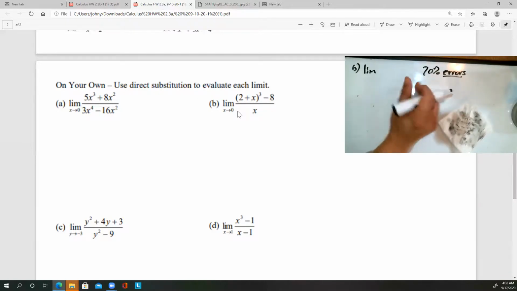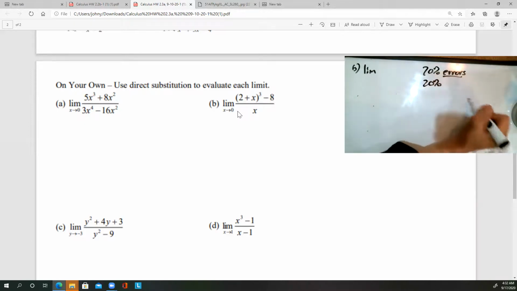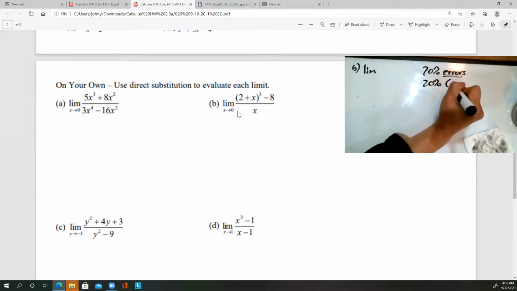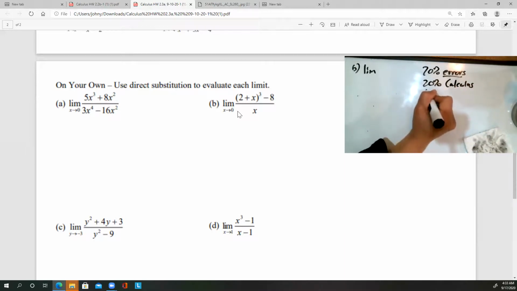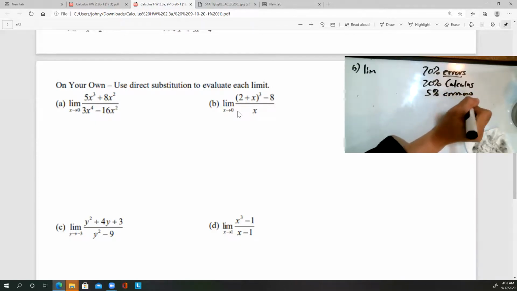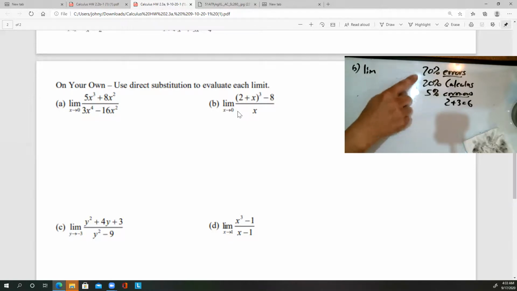Okay, 20% is going to be calculus concept, and about 5% is going to be erroneous. Erroneous meaning 2 plus 3 is equal to 6. That's erroneous because it should be 5. And the rest of the 5 is somewhere. Okay. So anyways, since most of your error is going to be algebraic in nature, we're going to have to work with the algebra quite a bit on this one.